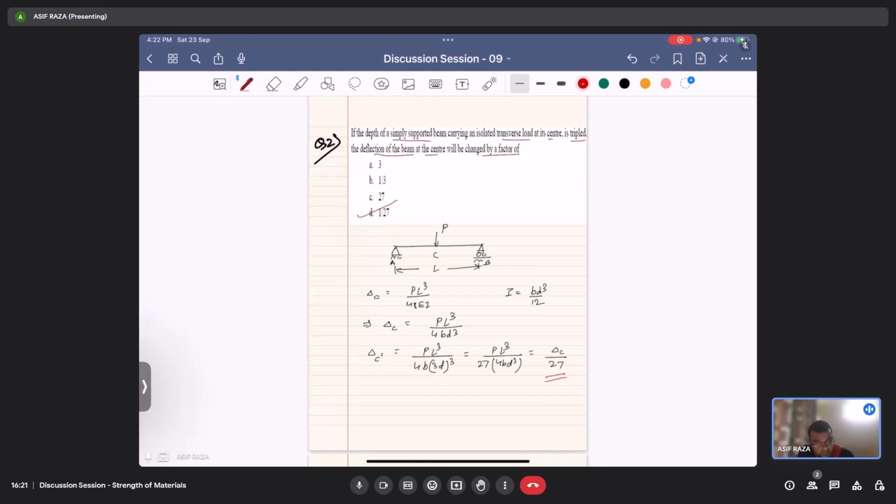Rather than solving the complete thing, you can also think of it this way: deflection is inversely proportional to moment of inertia, and moment of inertia is directly proportional to d cube. So deflection would be inversely proportional to d cube. Thus, when d is increased by 3 times, this will decrease by a factor of 1 by 27. Okay.